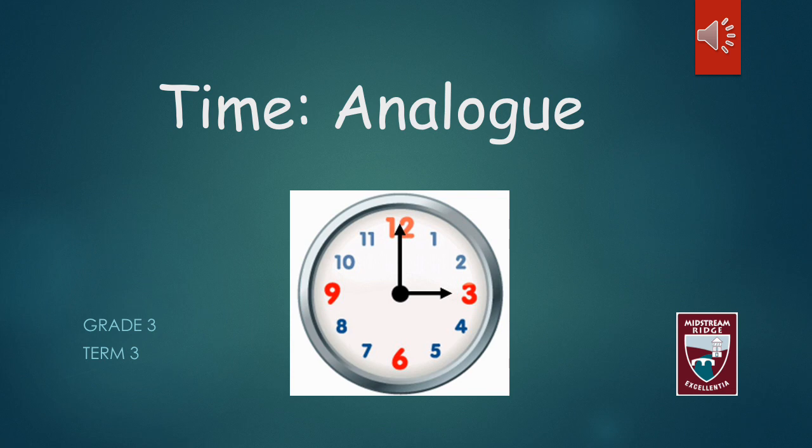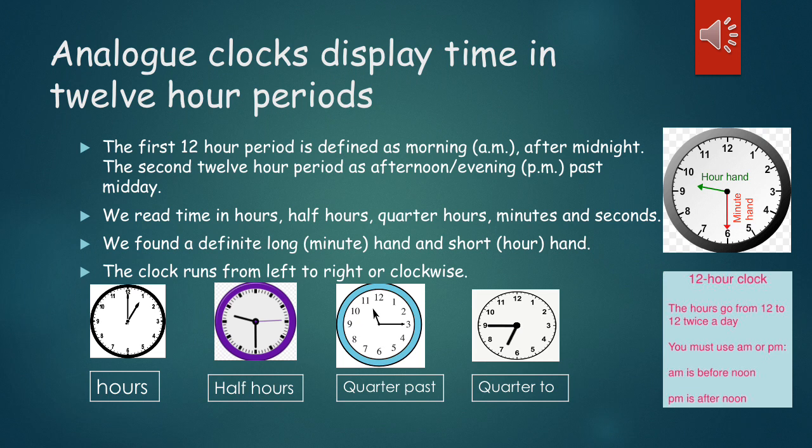Analog. This week we are doing analog time. Analog time means it's a 12-hour clock. Analog clocks display time in 12-hour periods. The first 12-hour period is defined as morning, AM or after midnight.